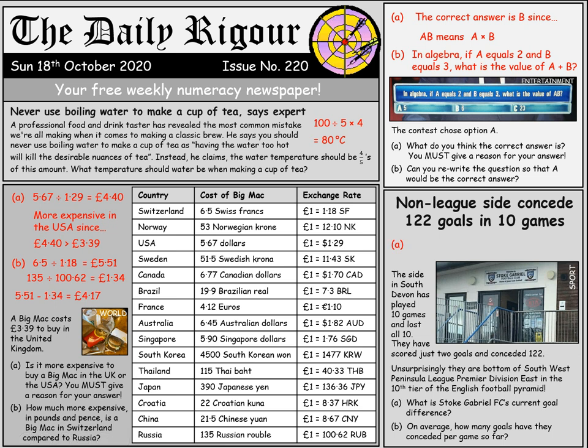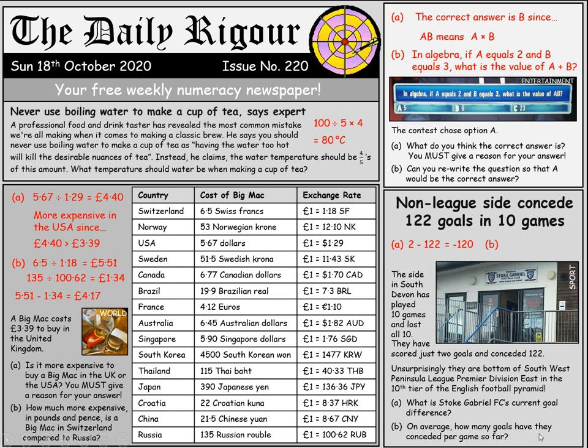Well, to calculate goal difference, we take the goals scored, which is 2, and then we take away the goals conceded, which is 122. So if we're starting at 2 on the number line and we go down 122, that's going to take us all the way down to minus 120 for a goal difference.